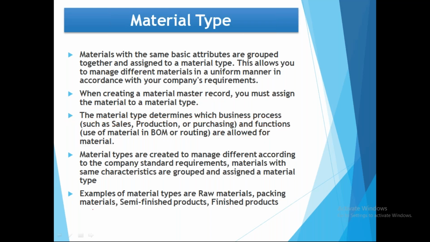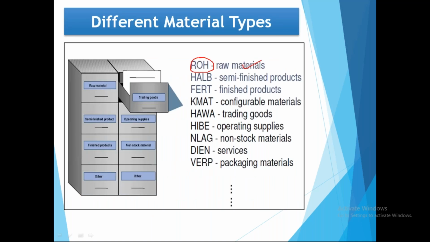Examples of the material types are raw materials, packing materials, semi-finished products, and finished products. These are some of the material types. Every material type will have a code attached to it. For raw materials, there is a code. Semi-finished products, there is a code HALB. Finished product, there will be a code called FERT. Standard SAP comes with these material types. If you want to create a new material type, you can create it in the system. When we go to the configuration, I will show you how to create the material type.